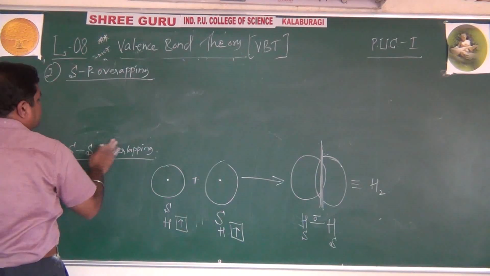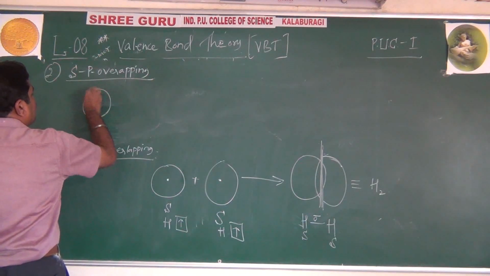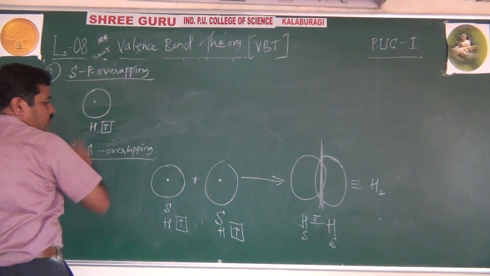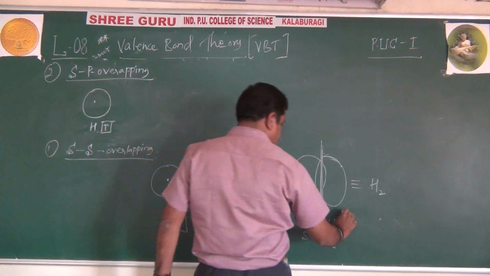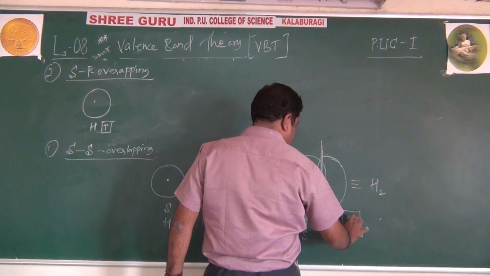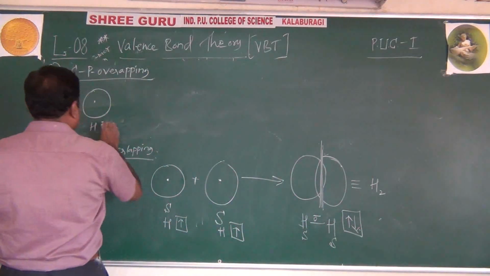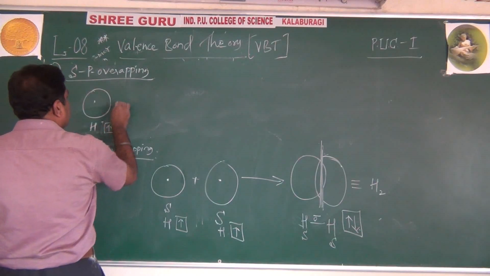Consider formation of HF. Very important. This is for hydrogen, right? See here they will mix up like this. Now this is the orbital overlap picture.